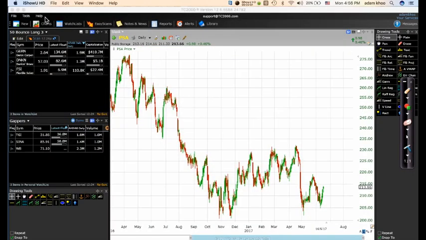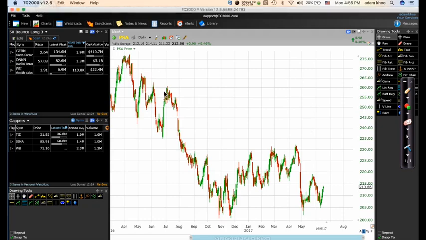All right, so I'm going to show you how I set up my charts for the impulse pullback strategy. And again, you can use any kind of charting software. They have the same studies or indicators, and they work pretty much the same way. I'm using TC2000, which is a subscription software.